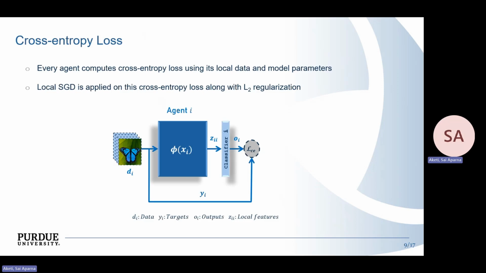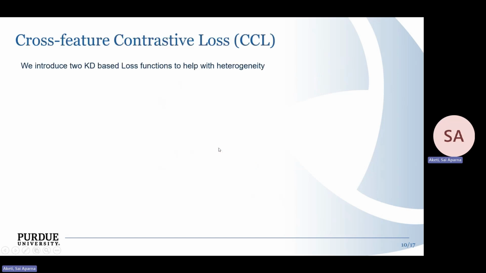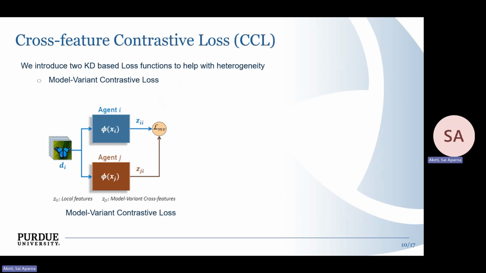Now, in any classification task, every agent locally computes cross entropy loss, which is evaluated on the local data using the local model parameters. We propose to compute an additional loss function known as cross-feature contrastive loss. This includes two different losses. The first one is called model variant contrastive loss, where you compute the L2 distance between the local feature representation and the model variant cross features.